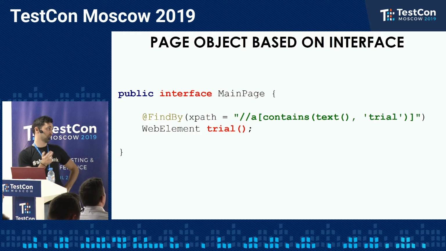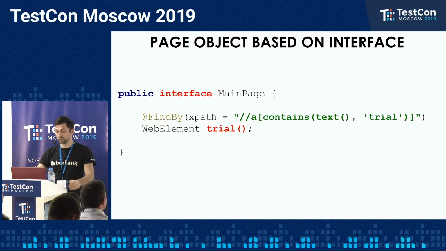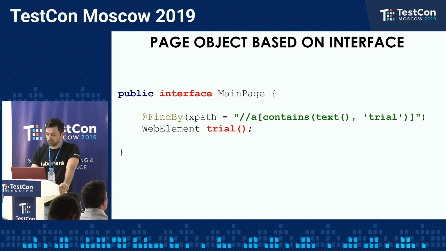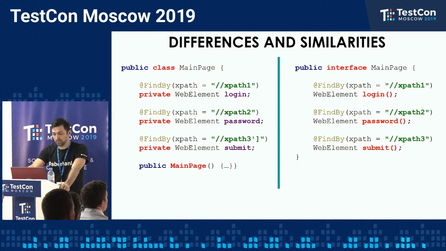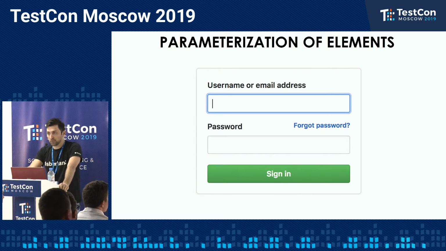I have a page, some component, I have some notation, for example, the FindBy notation that searches for the elements. And if we compare the old approach on the left with the new approach on the right, where we use classes and constructors and getters, in the new approach we are using interfaces and methods. So not much of a difference, right? But let's look at what positive sides and advantages it gives us.